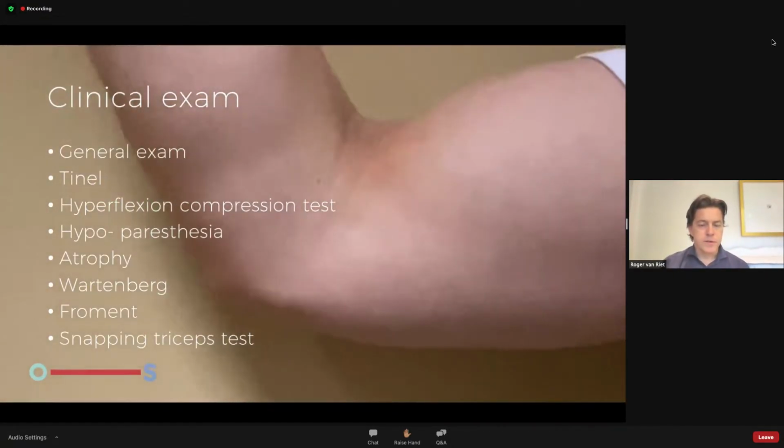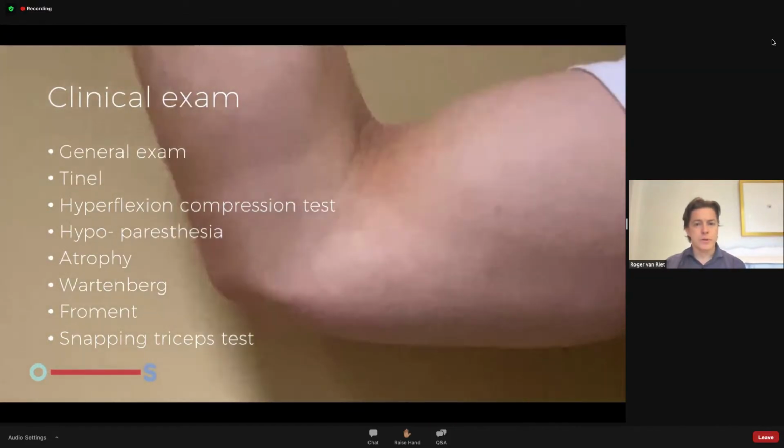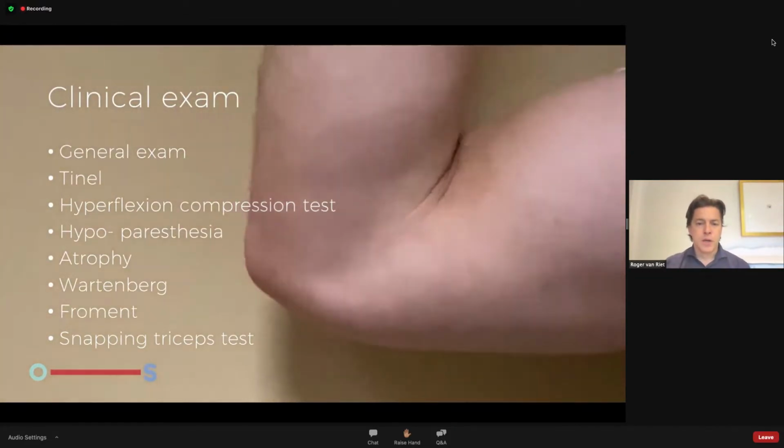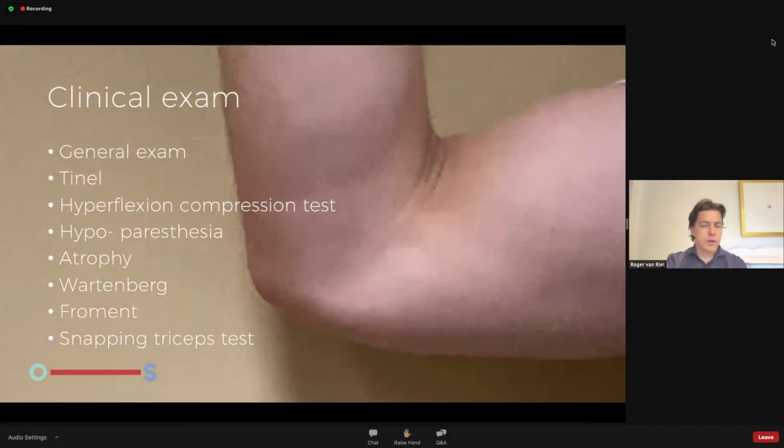Clinical exam: obviously a general elbow exam, range of motion, and ask them if there have been any fractures that might have left some bone in the cubital tunnel. Tinel's test is basically a tap on the nerve, and if they get a shooting sensation through the hand, it's positive. Although I have to say, in many patients, because the nerve is so superficial, the Tinel's test is very often positive.